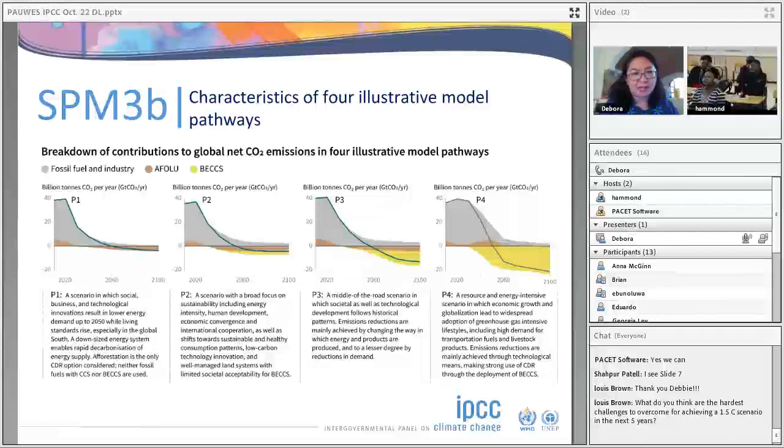Energy efficiency will play a role in the four pathways mentioned, and which I hope you're all seeing on the screen right now. The degree of how energy efficiency is applied throughout all the pathways changes, but energy efficiency is one of the options that were assessed, and that would be at a major degree in P1, by 2050. The P4 scenario is where we still see resource and energy intensive lifestyles.